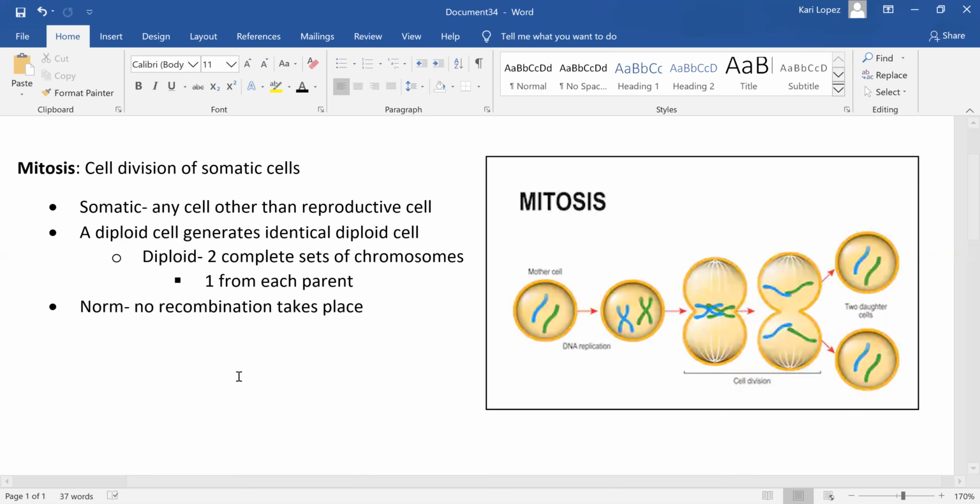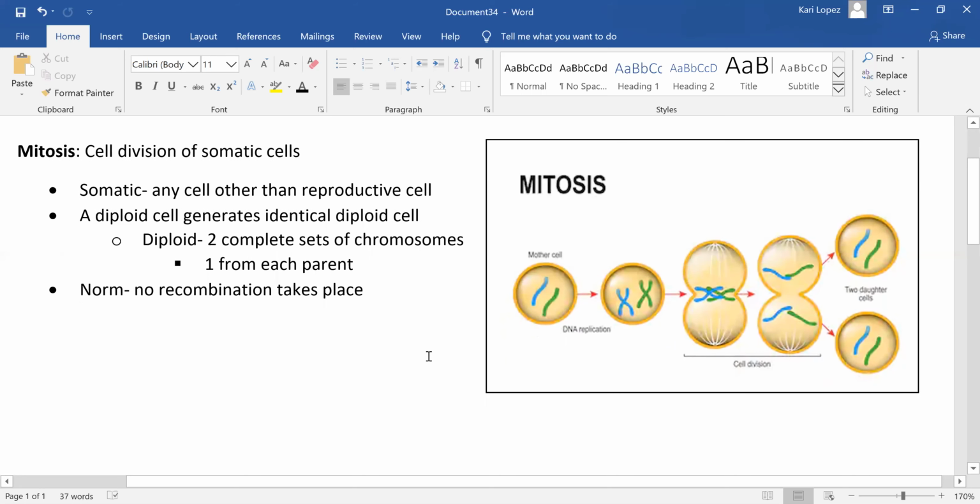So it's just basically splitting up the chromosomes in a cell and multiplying the cells. So the cell division just means it's making more cells. The whole goal of mitosis is to make more cells.